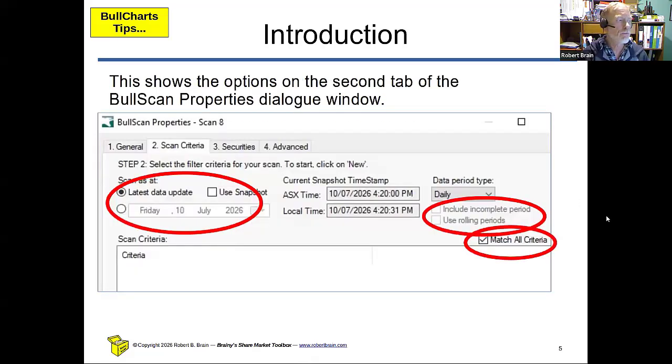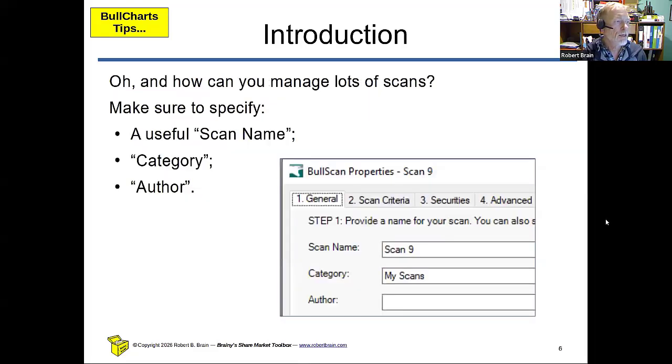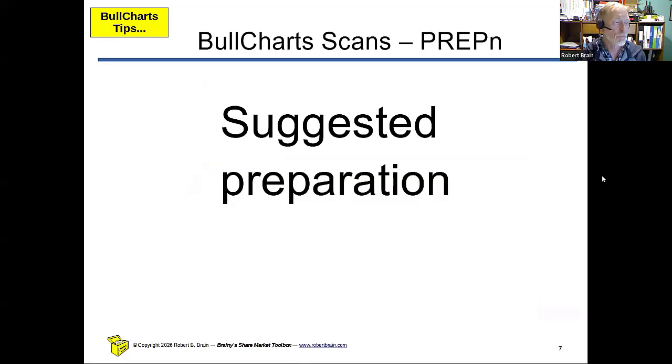I've got here a screenshot of the BullScan Properties dialog box, which has 4 tabs across the top. And this is the second tab where we specify scan criteria. We can also specify which date to run the scan at, as well as the other things I mentioned before. And the other thing to think about is if you've got lots of scans, if you're writing scans, it's very useful to make sure that you've got a useful scan name, a scan category, and a scan author specified in your scan definition.